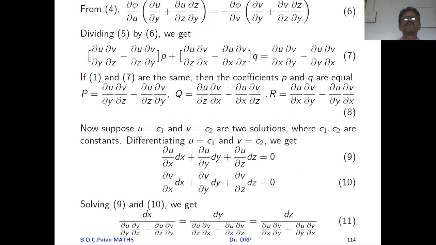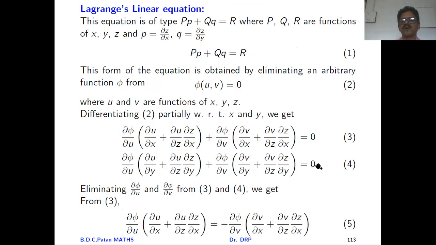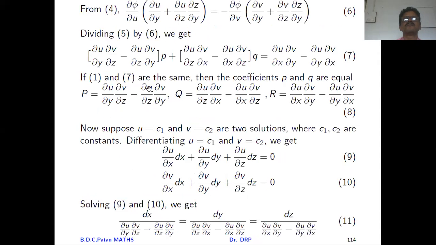So it gives here the required result to be like this one. From 4, also by shifting the second term to the right hand side, it gives the required result to be like this equation. And if we divide equation 5 by equation 6, this ∂φ/∂u upon ∂φ/∂u gets cancelled. ∂φ/∂p upon ∂φ/∂v with negative sign gets cancelled.